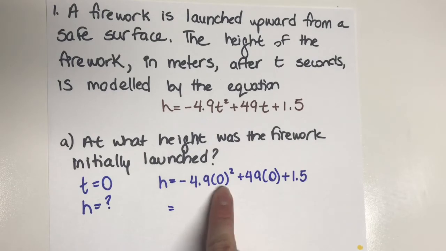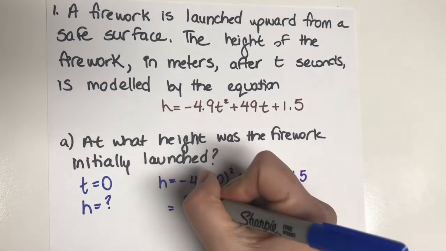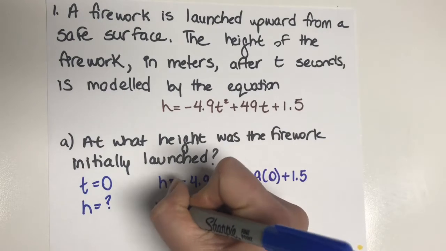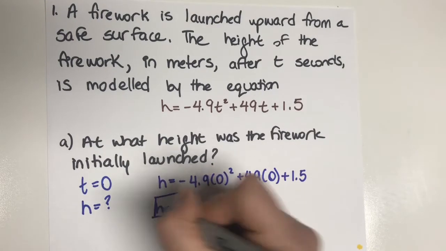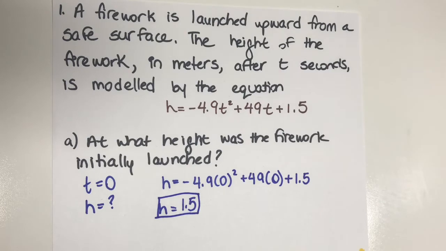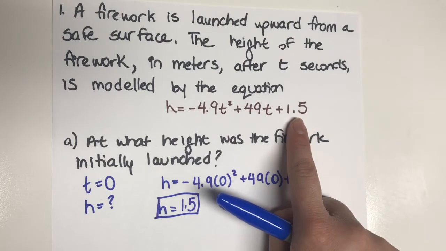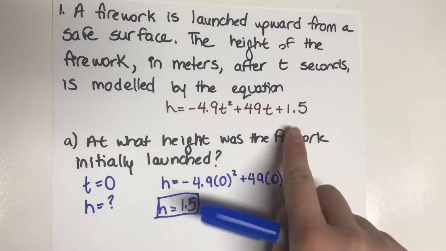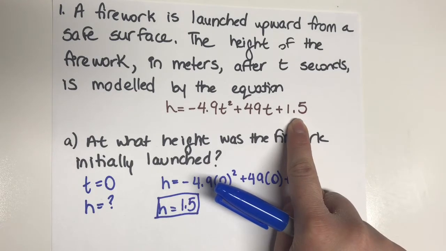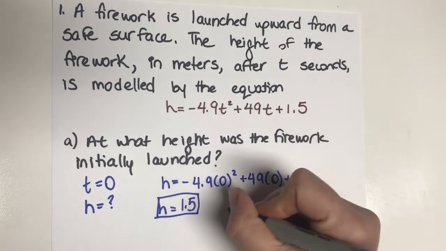This is just all going to give me 0. This is all going to give me 0, and I'm left with 1.5. So that means that the height of the firework when it is launched is 1.5 meters, and you can even check that on the graph. You will notice that this 1.5 was actually the c value in my equation, and that's just always going to be the case. This value here is your y-intercept or your initial value.